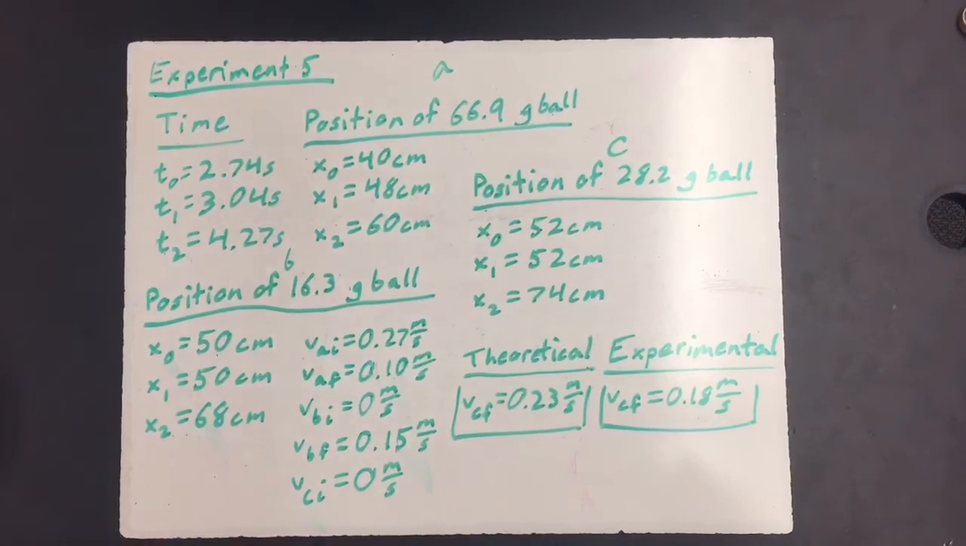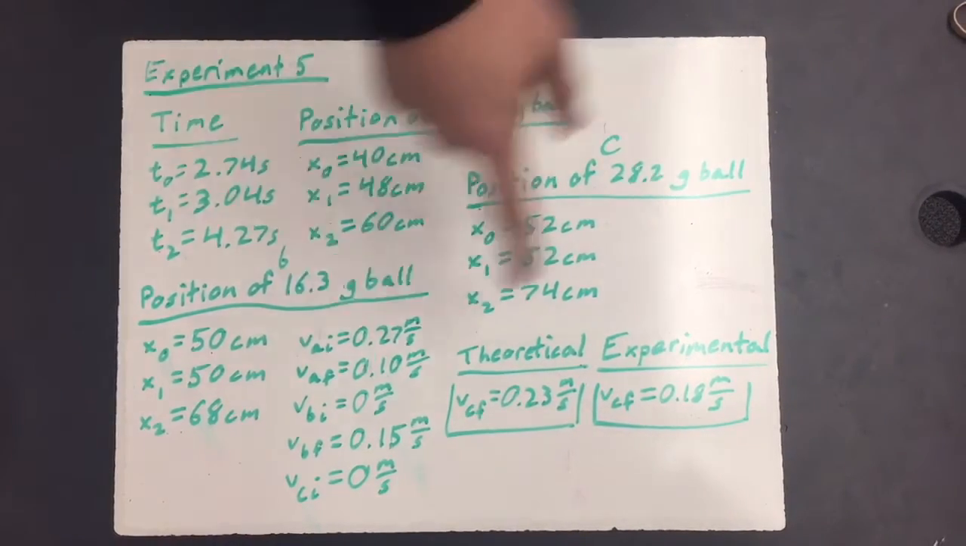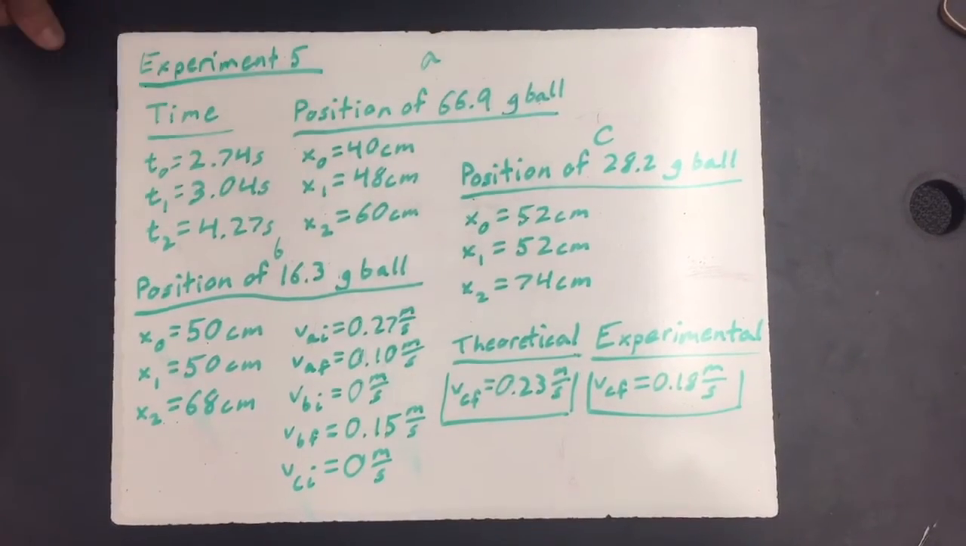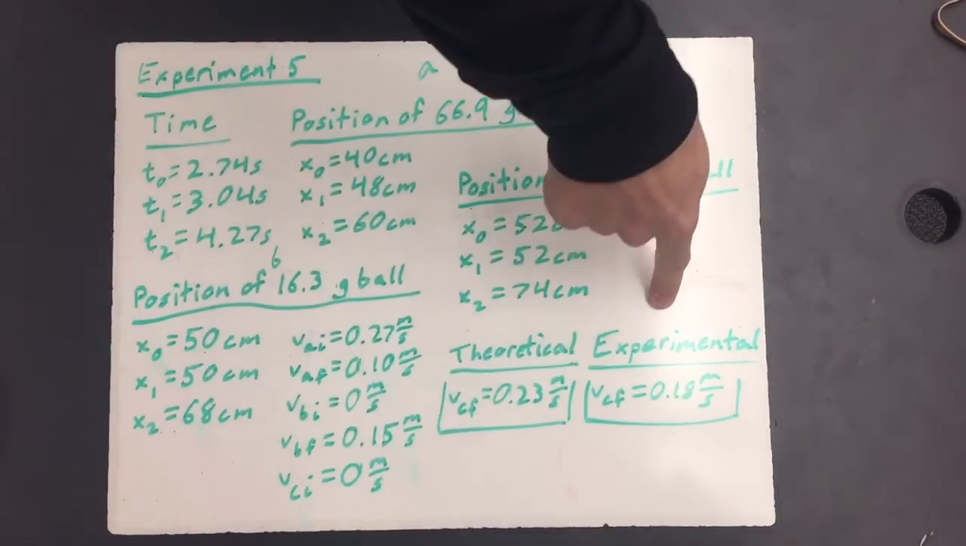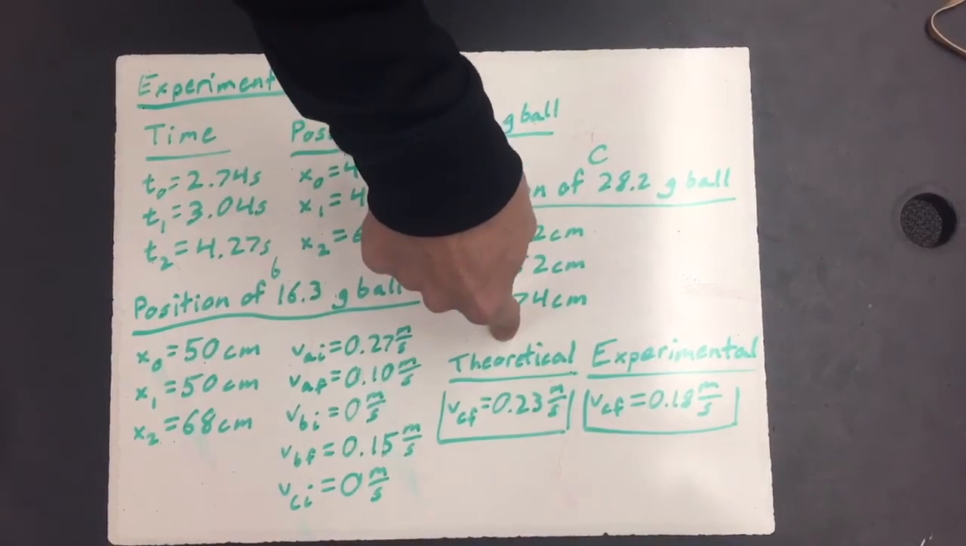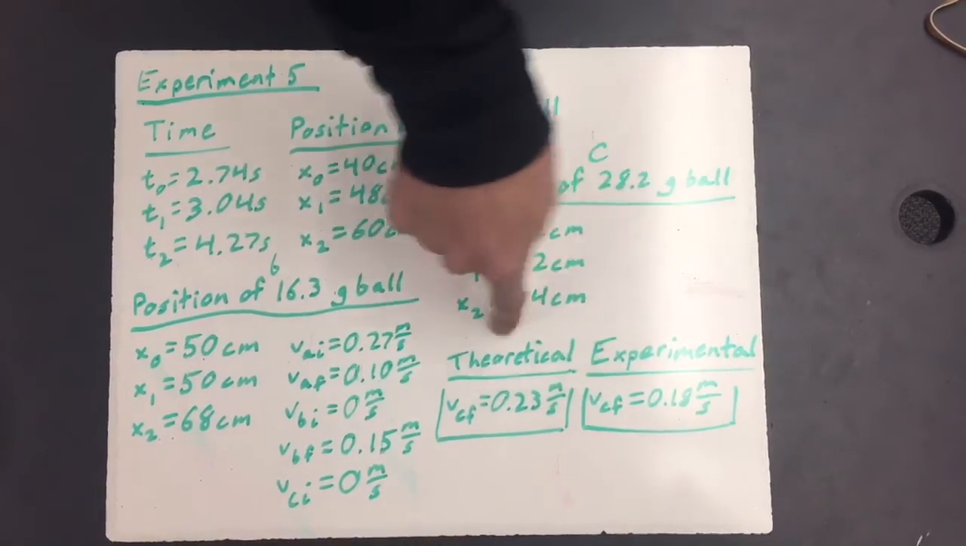In experiment 5, we recorded the positions and times of all 3 balls. Using that, we can figure out the initial and final velocities of all 3 balls. We used the final velocity of the last ball and compared it to how we algebraically figured out that velocity, and these are the differences.